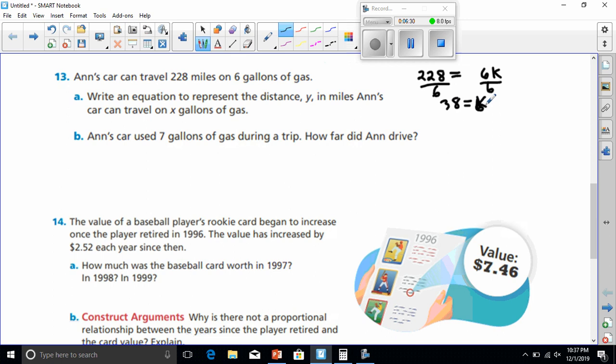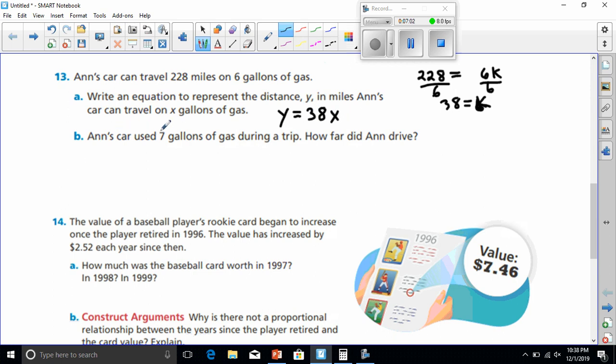That's going to equal K. When we do that now, if we're going to make a formula for this, using the distance being y, that means that the amount of miles that it can go in 1 gallon is 38 miles. And since it's x gallons of gas, we don't know how many gallons. It would be y equals 38x.